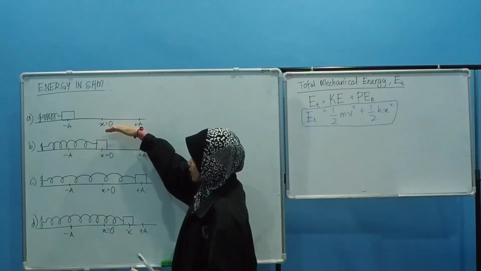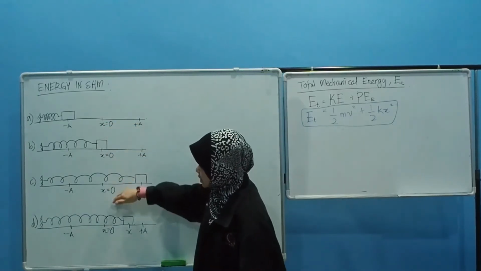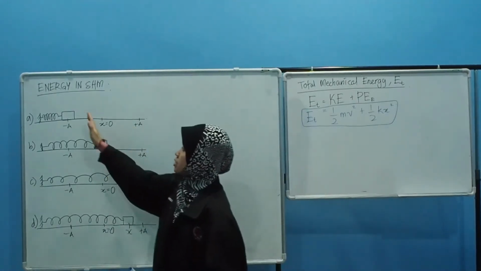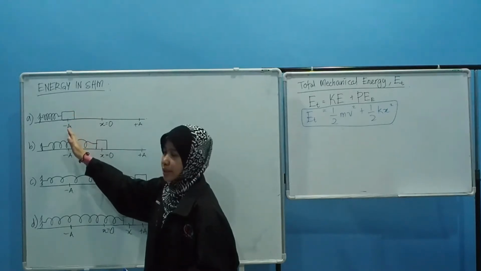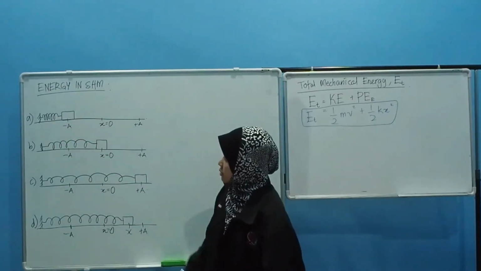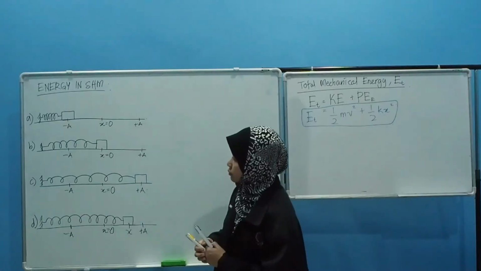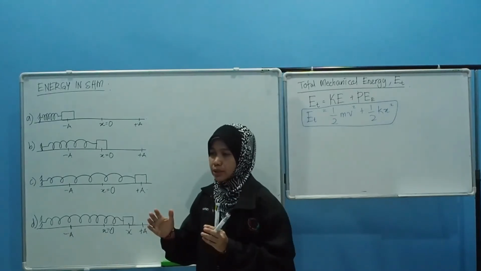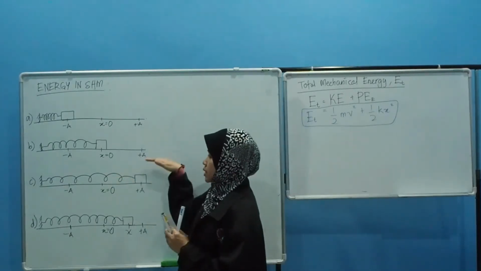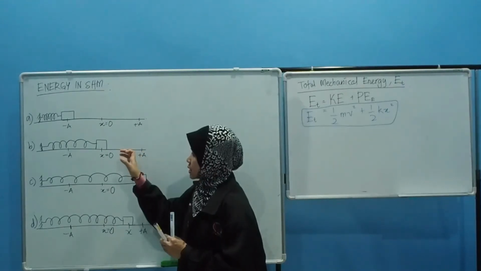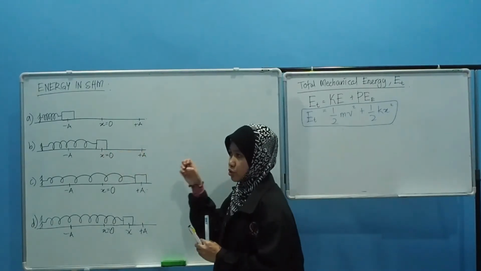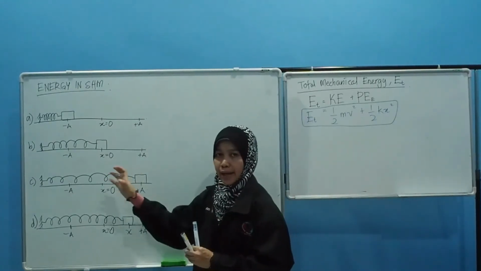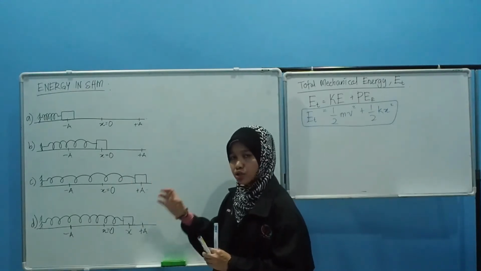Actually this is A, B, C and D, the same spring. The difference is the position of the load that is attached to the spring. Look at the first one, A. I want you to imagine there is a spring that is placed horizontally, and then someone pulls it to the right, and then releases it. So it will move back and forth continuously.